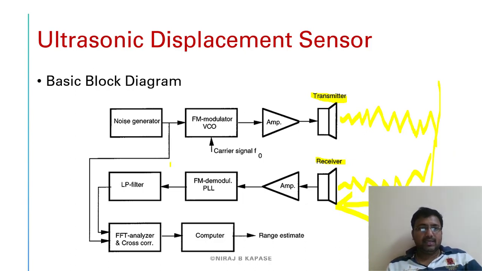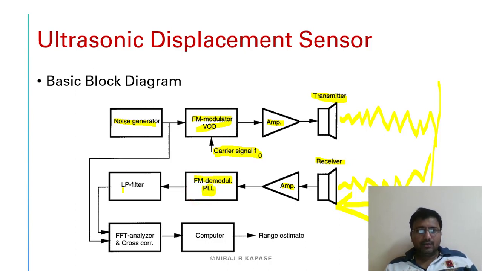So what is inside this block diagram? We have a noise generator, then an FM modulator, that is a voltage controlled oscillator. The carrier frequency is fed to the voltage controlled oscillator and the FM modulated signal is produced with a frequency above 20 kilohertz. An amplifier amplifies this FM modulated signal and then transmits it. At the receiver side we again have amplification, since we need to amplify the received signal. Then we require an FM demodulator with a phase lock loop, PLL.